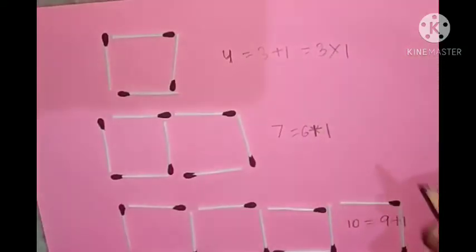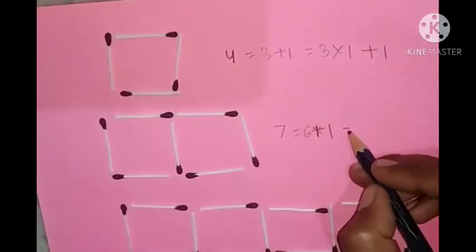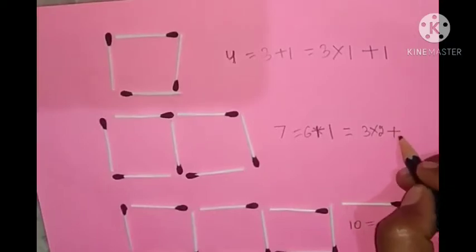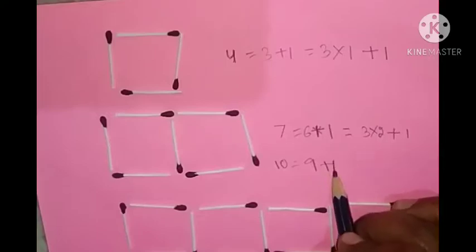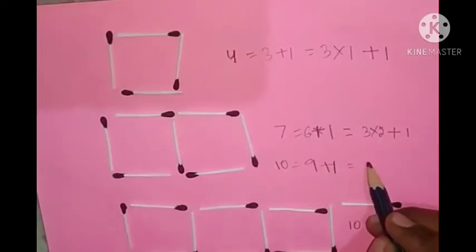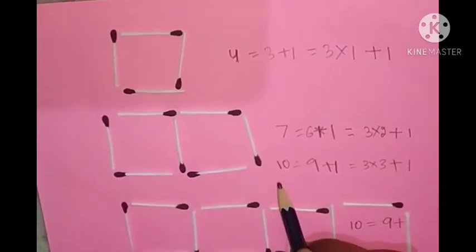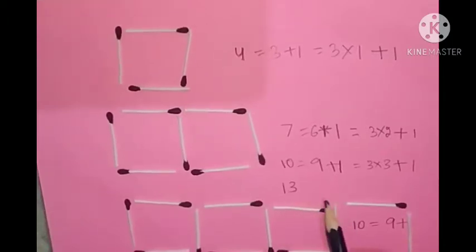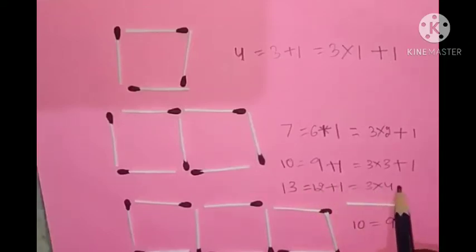So for this we can write 3 plus 1 as 3 into 1 plus 1, because 3 is 3 into 1. Then for 6, we can write 3 into 2 plus 1. Then 10 equal to 9 plus 1, that we can write as 3 into 3 plus 1. Then for 4 squares, how many sticks are you using? 13. So for 13 we can write 12 plus 1, that is 3 into 4 plus 1.